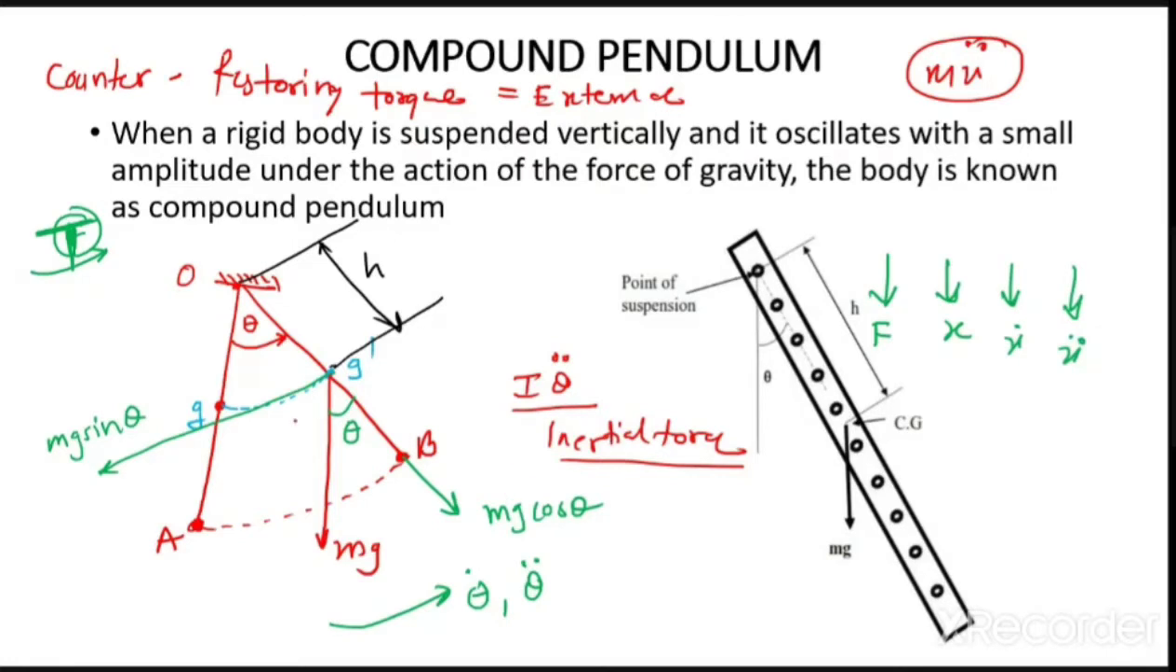Now tell me in this system, if I theta double dot is the inertia torque, what is the restoring torque, or the external torque, or the counteracting torque? Anybody? From the free body diagram, can you tell me what the restoring torque is in this case? Be fast, I have very limited time. Hello?